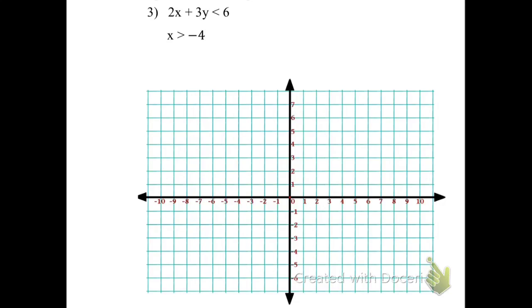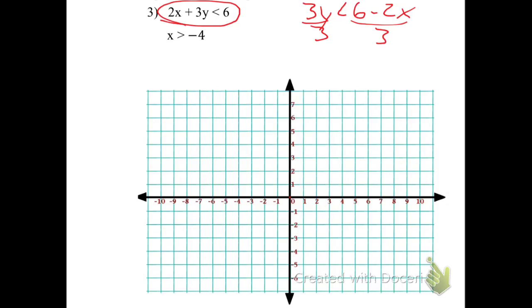Alright, moving on to 3. This first inequality here is not ready to be graphed. You have to solve for y. So subtract 2x from both sides to get 3y is less than 6 minus 2x, and divide by the 3.